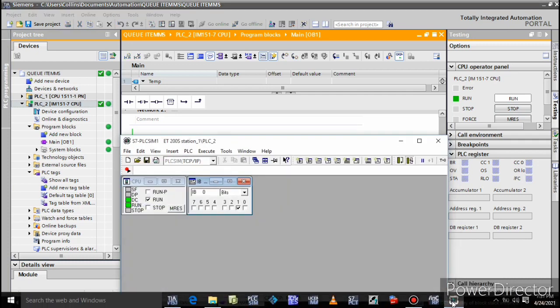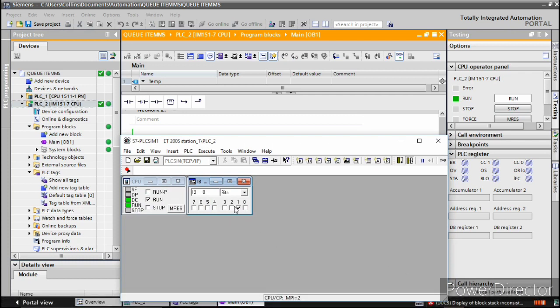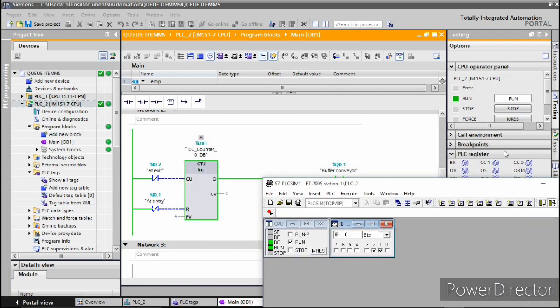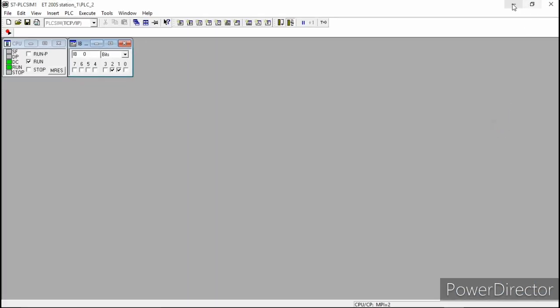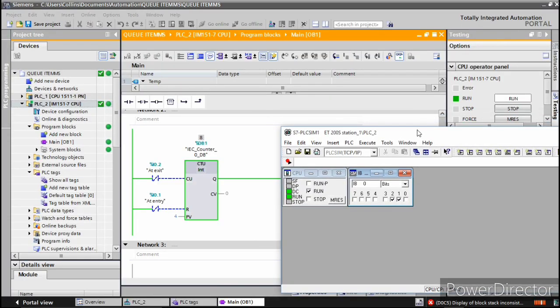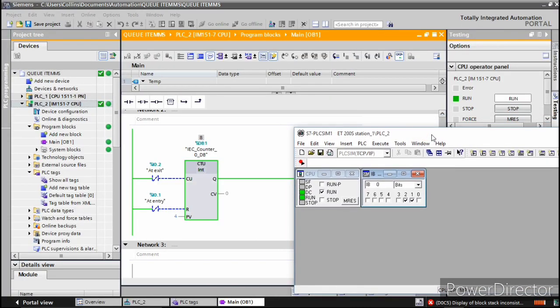So this is our counter. We have CTU, and this is our CPU, which is our virtual PLC. This is our virtual PLC, and here we virtually put on the first signal and the second signal. I mean, for the two sensors, we virtually close and open them. All right.